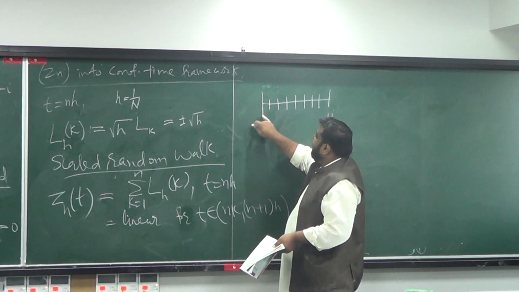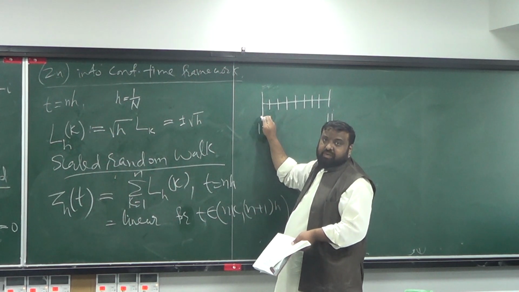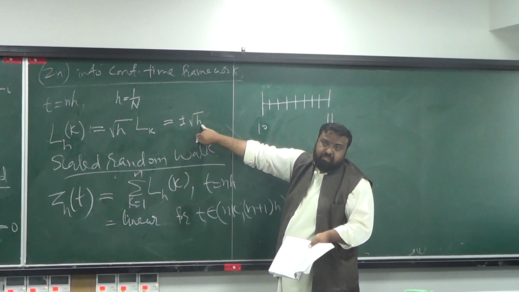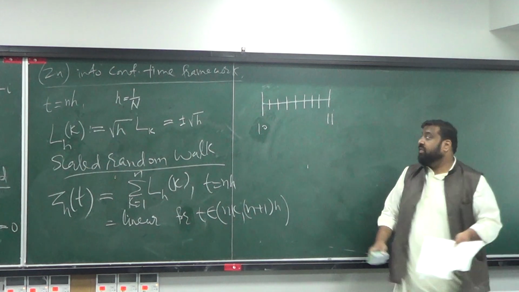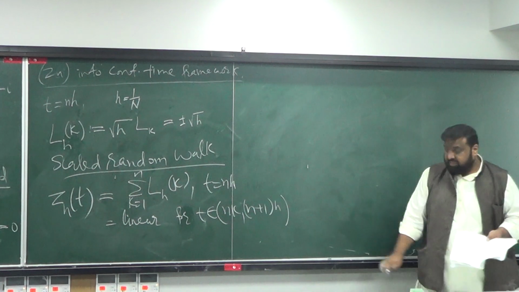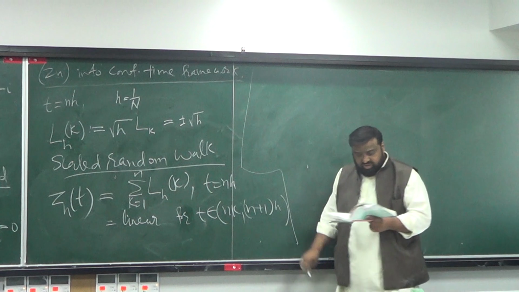And we are saying that from k to k plus h, or 10 to 10 plus h, your gains can either go up by square root of h or go down by square root of h. Okay? That's what it is. We talked about it.